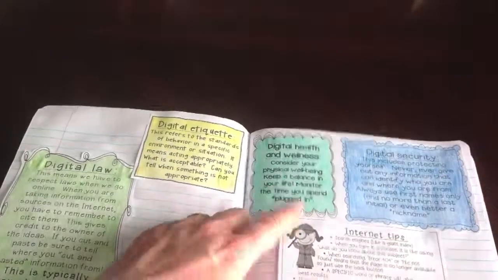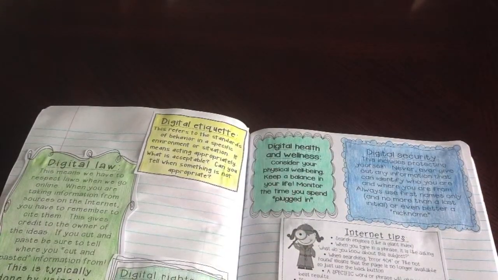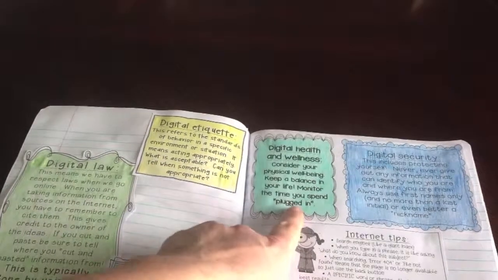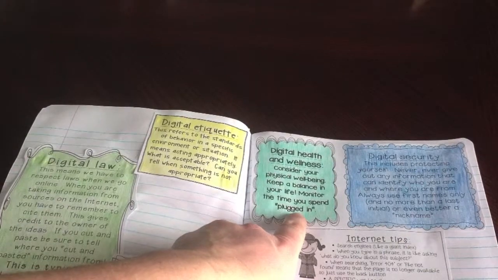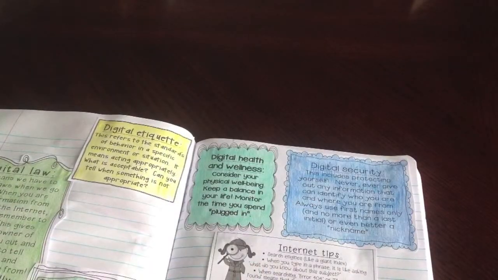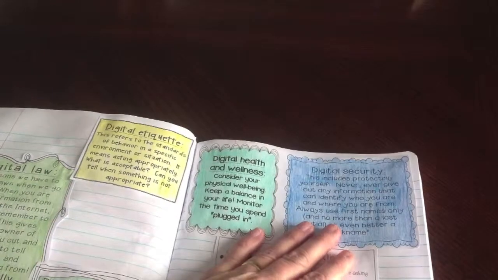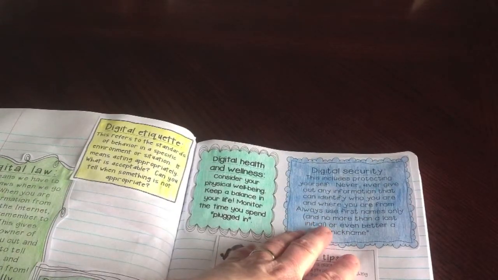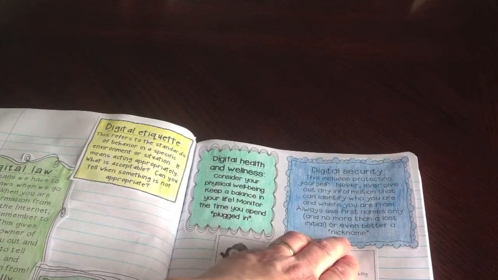Digital health and wellness. This is where you need to consider your physical well-being and keep a balance in your life. Make sure you monitor the amount of time you spend plugged in. Finally, security. Protect yourself. Never, ever give out information that can identify who you are and where you are from. Always use first names only and no more than a last initial. Or even better, use a nickname.